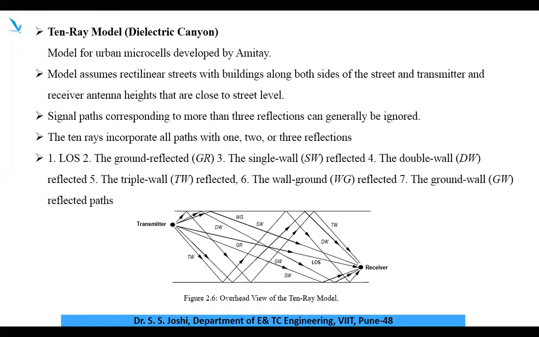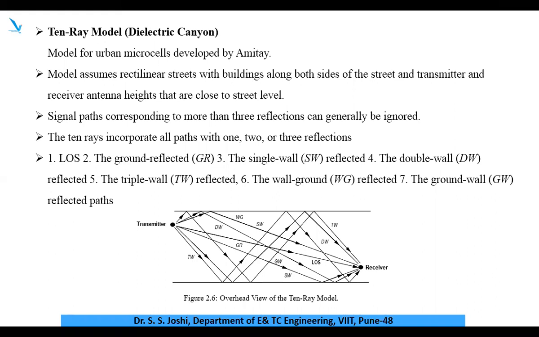What are the situations mentioned here? Line of sight means the direct path from transmitter to receiver. Then the ground reflected, which is marked GR. Single wall reflected, so it is reflected and goes straight to the receiver. Double wall reflected, so it is reflected from one wall, reaches another wall, is reflected again and goes to the receiver. This may take place by multiple reflections as well. Similarly, triple wall, wall-ground, and then reaching the destination or the receiver. So multiple combinations are possible.